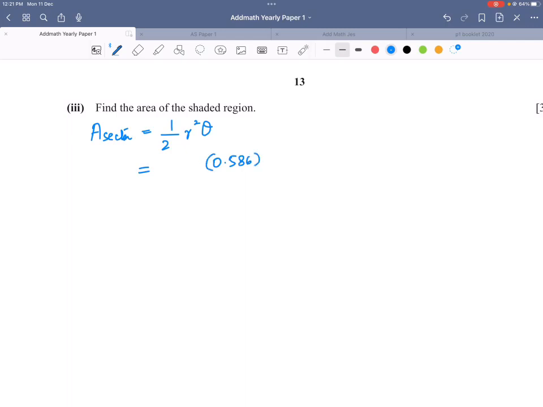0.586 is the theta, and the radius is 6 squared divided by 2. Since we have two sectors, I will multiply it by 2. The 2 and 2 cancel, so the answer is 36 times 0.586, which is 21.096. That is the area of the two sectors.